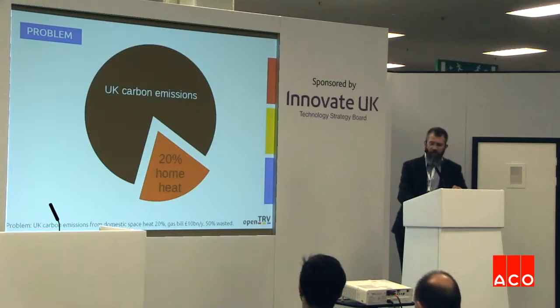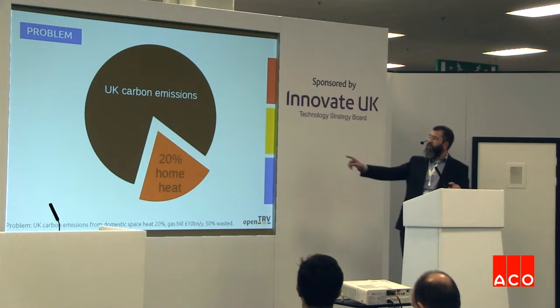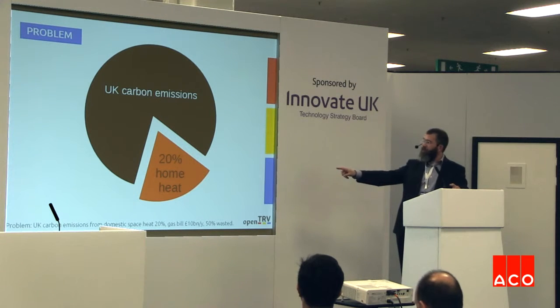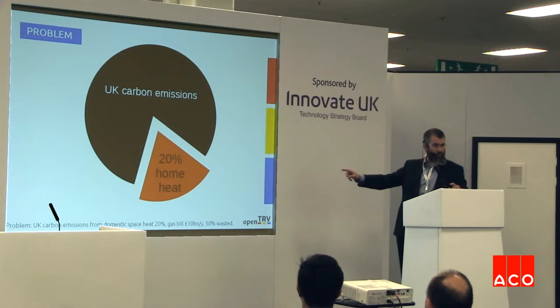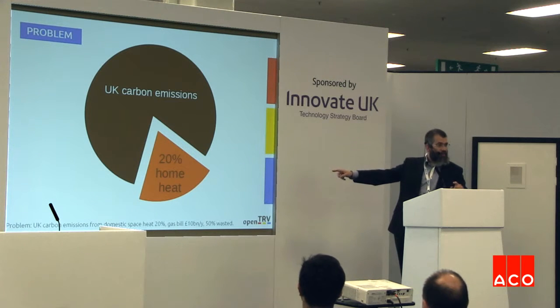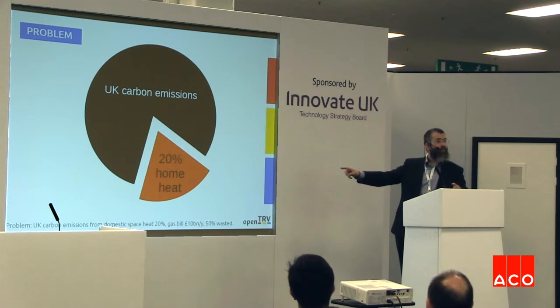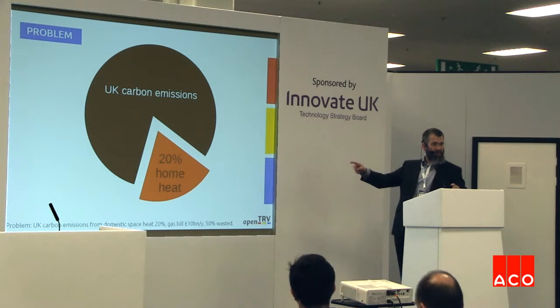We came about because of this problem. The number you mentioned was 500 million being wasted from commercial heating controls. Well, something like 20% of the UK's entire carbon footprint is from home heating, from space heating. And we reckon about half of that is wasted. And that is £5 billion a year being wasted on domestic gas bills alone, which is quite a lot.